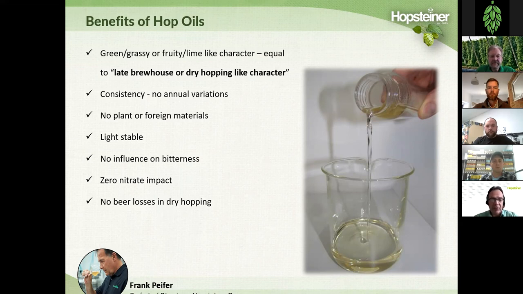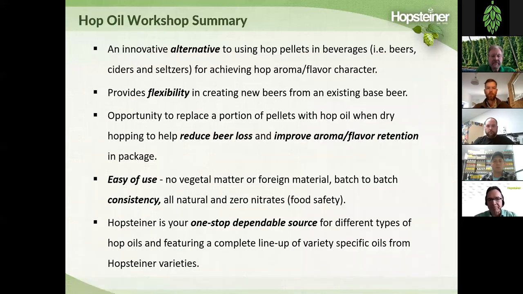You will have no beer losses in dry hopping. That is something to save money. And we have no hop creep impact because there are no carbohydrates, no mono or multiple saccharides coming in. We have no enzymatic activity in the hop oils, and you have no secondary fermentation, no formation of additional CO2 or alcohol by using hop oils.